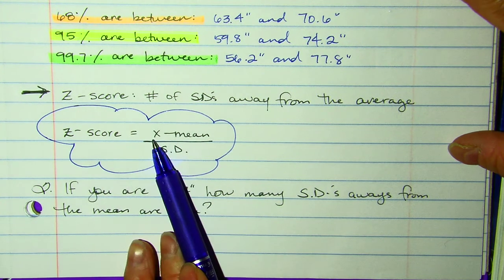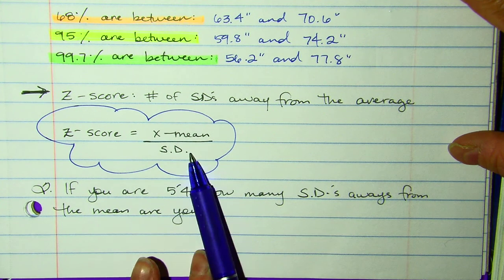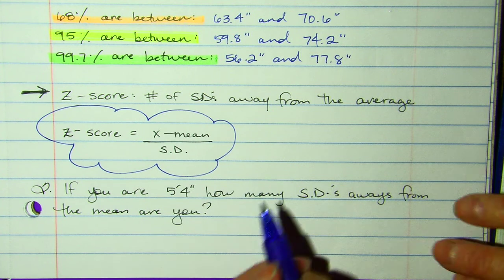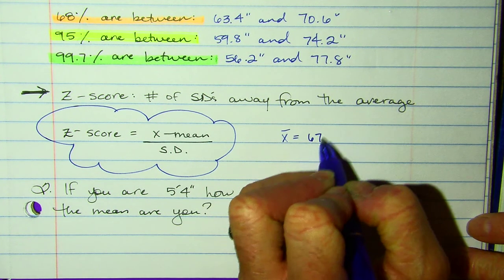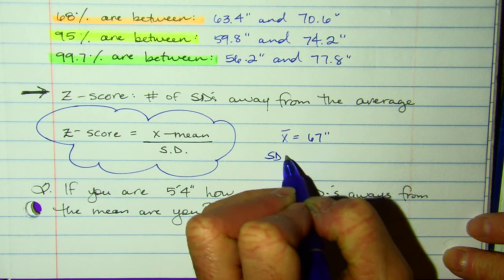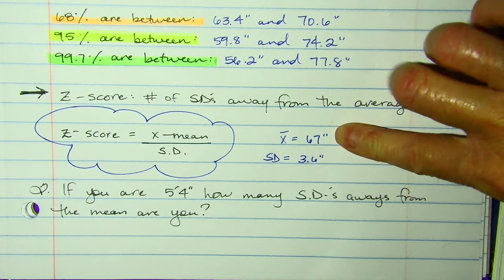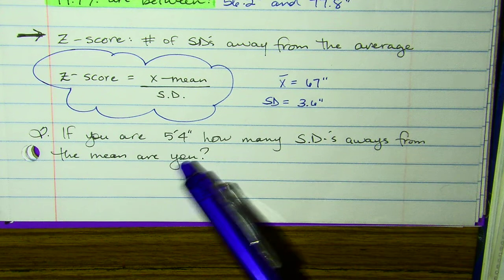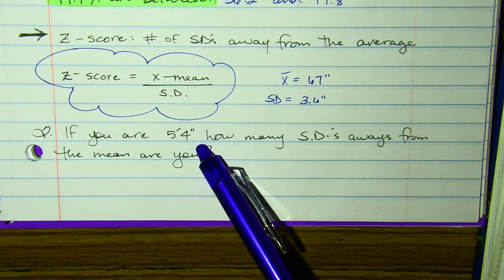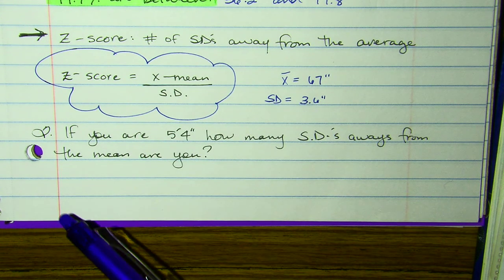It's your data minus the mean divided by your standard deviation. So we're going to do two examples using the same data. The mean is 67 inches, the standard deviation is 3.6 inches, so 5'7" is the average. If you are 5'4", how many standard deviations away from the class average, or from the mean, are you?